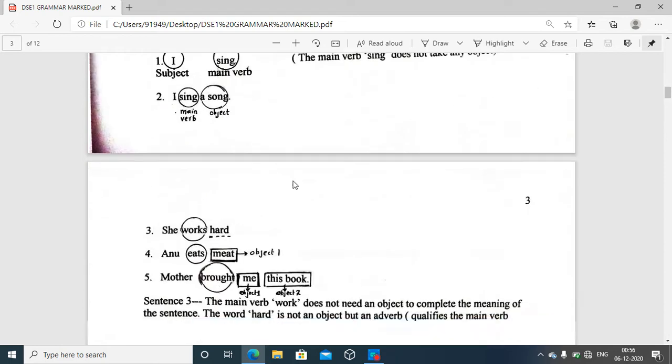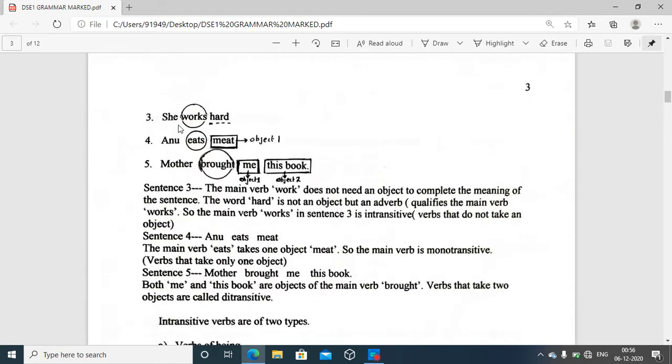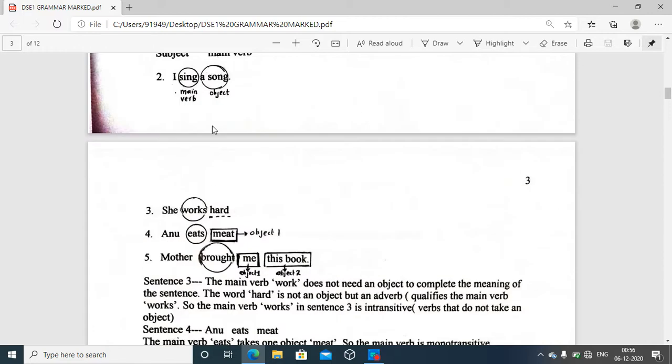That's all. Then the third one, she works hard. See here, she works hard. Please identify the subject here.